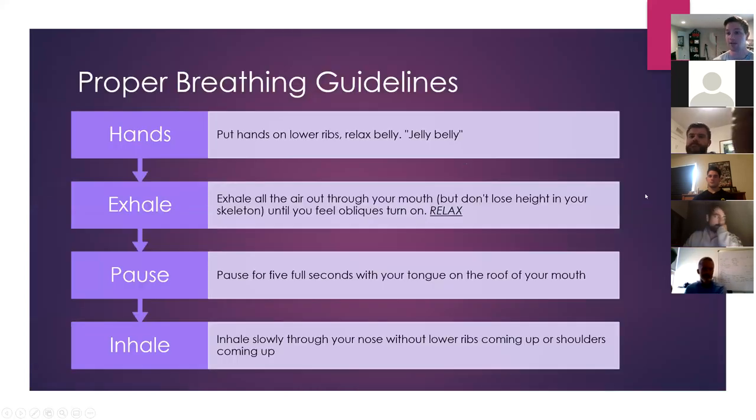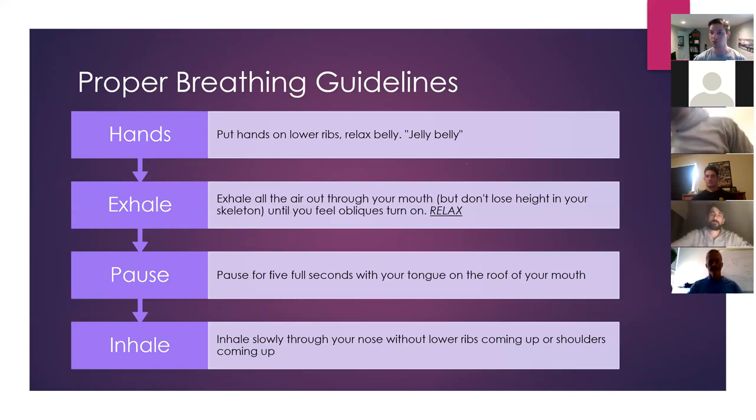So proper breathing guidelines. Let's all do this together right now. Go ahead and link your hands like this and put them on your low ribs. Sit up nice and tall. Feel your heels on the ground. And now what I want you to do is relax your belly. A lot of people you guys are going to work with have rectus strategies, meaning that they're going to want to exhale and feel their six-pack abs. I cue a jelly belly to make sure that's not the case. So relax your stomach completely. Now exhale all the air out of your mouth, depending on what ISA you are. But don't lose height in your skeleton as you do it. So go.